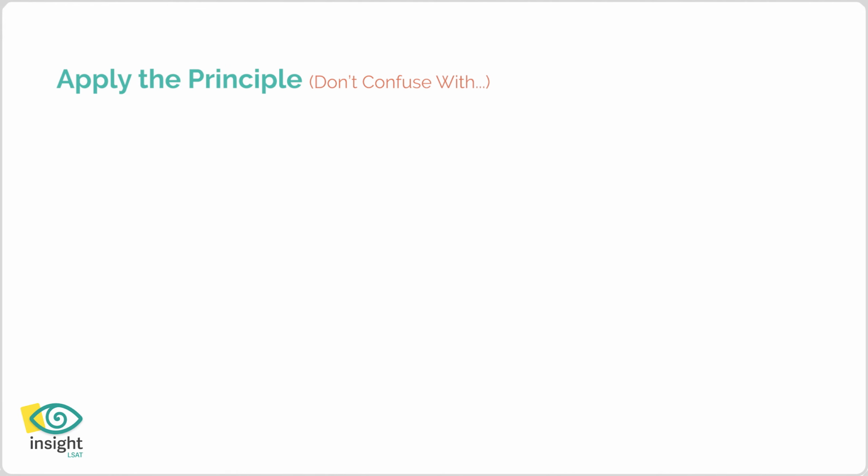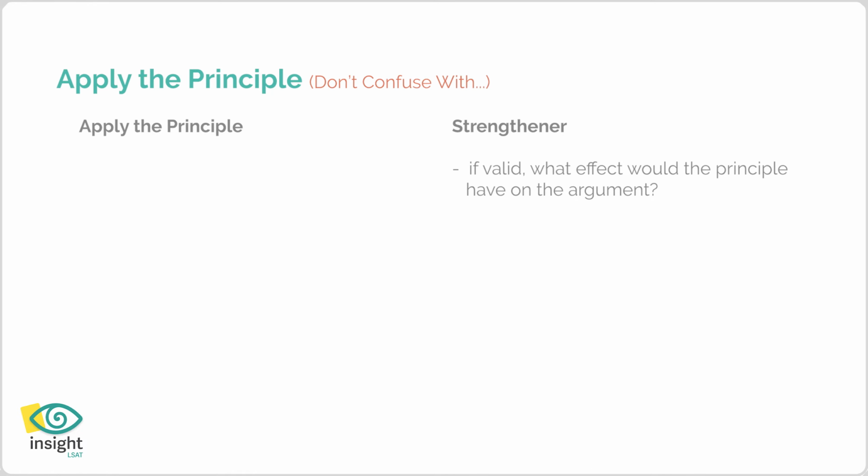The only question type that you should make sure not to confuse with apply the principle is strengtheners, and only certain ones of those at that. As I mentioned in lesson 4, some strengtheners have principles in the answer choices. You're asked what effect that principle would have on the argument if you could grant that it is valid. So yes, that involves applying the principle, and there's a little overlap in the question types there. But otherwise, they're quite different.